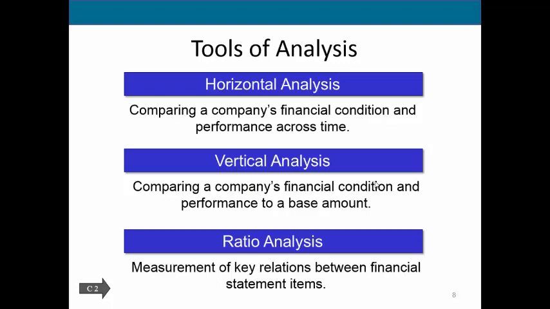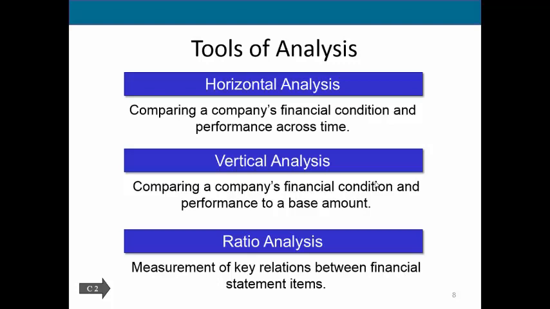If you're doing a vertical analysis of the income statement, typically your base amount is going to be your net income. So you might be comparing a certain type of expense to net income and making sure that ratio is staying within whatever limits your company has determined to be appropriate.